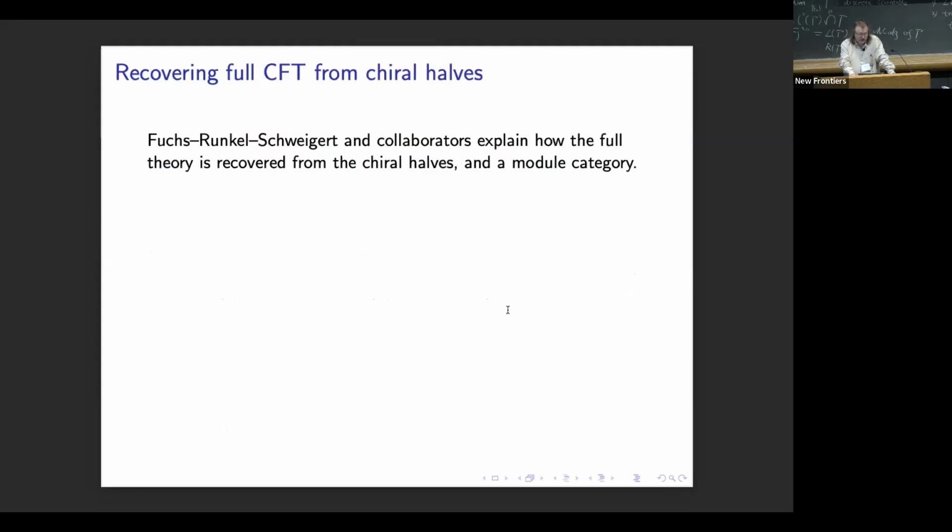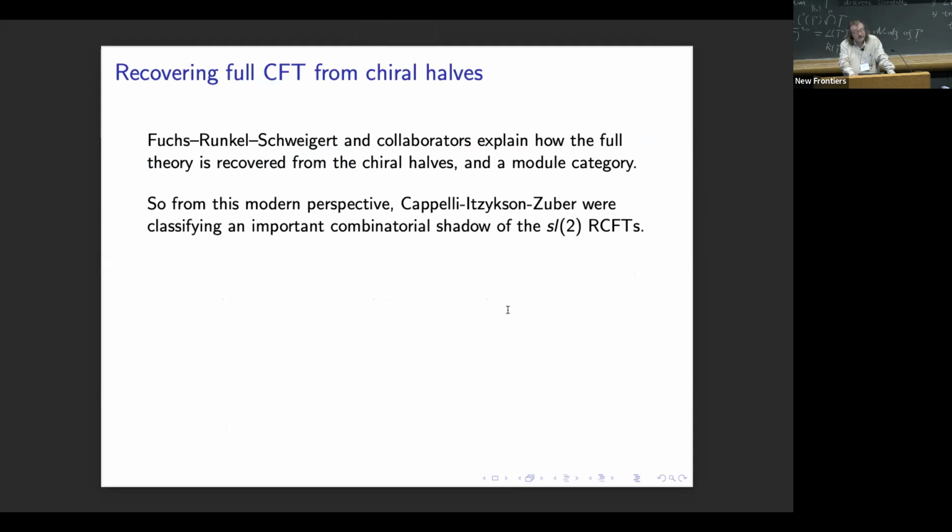Okay, and so Fuchs, Runkel, Schweigert, and other people explain how this picture gives you the full CFT from the chiral halves. From this point of view, what Cappelli-Itzykson-Zuber were doing was classifying a combinatorial part of the story, namely the modular invariant. Really, there are module categories. You have to really do the categorical stuff. We'll talk briefly about that in a few seconds.